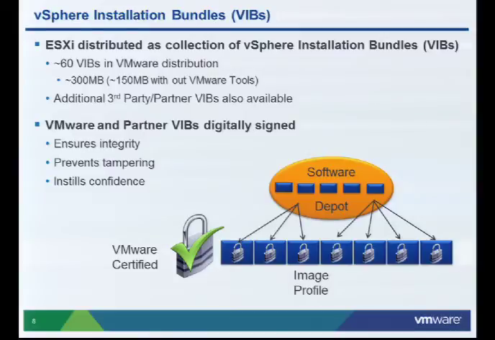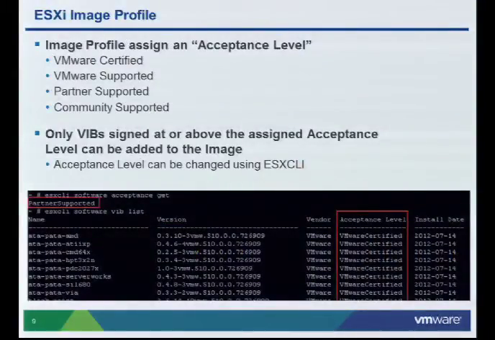Okay, so getting into a little bit more, when you create that image profile, you assign what's referred to as an acceptance level. There are 4 acceptance levels possible: VMware certified, VMware supported, partner supported, and community supported. If you're using a VMware certified acceptance level, you're saying you're only going to allow software to be installed on this host that has been written, developed, tested, and certified by VMware. If you go VMware supported, maybe the software is written by a third party, maybe it's a driver, but it's software that VMware takes in-house and tests. And since we test it, we'll support it.